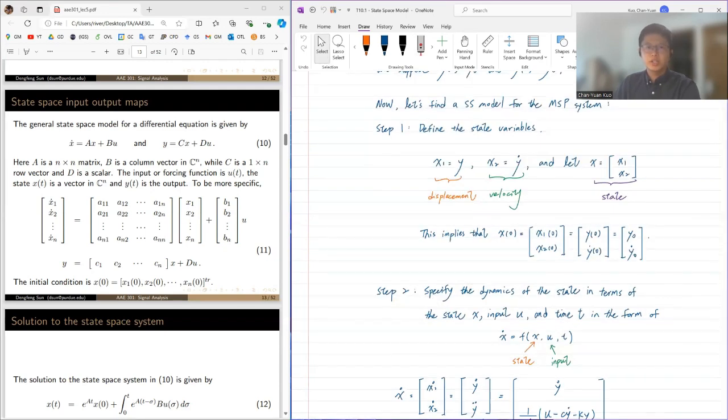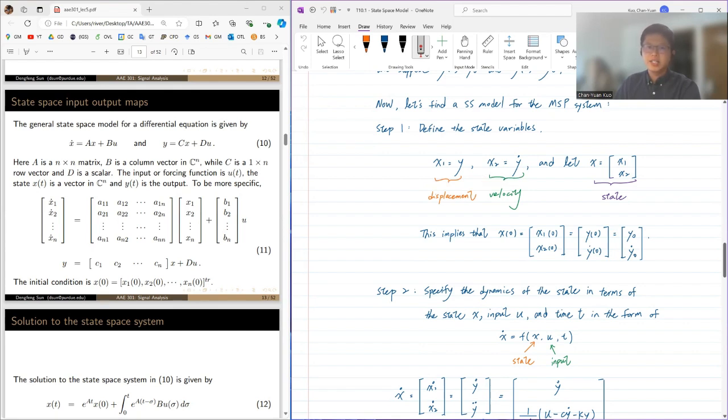Step 1, we need to define the state. Since this is a second-order system, we need to define two state variables. And just like the unit mass system, the state of the mass spring damper system can be described by two physical quantities, the horizontal displacement and velocity. Here, we define the state variable x1 as the displacement y, the state variable x2 as the velocity y dot.